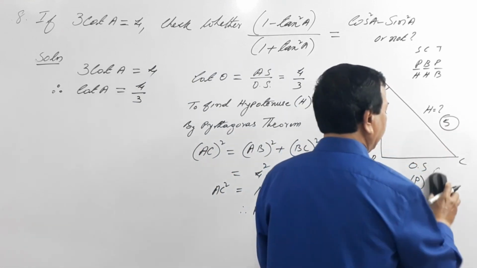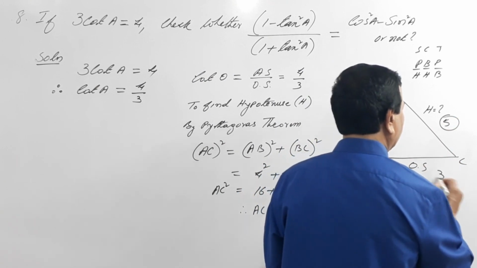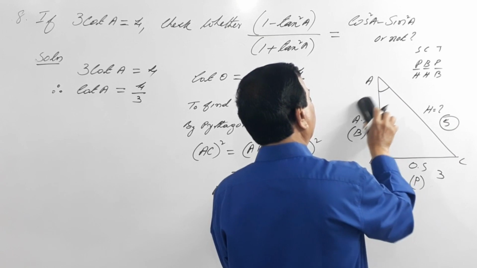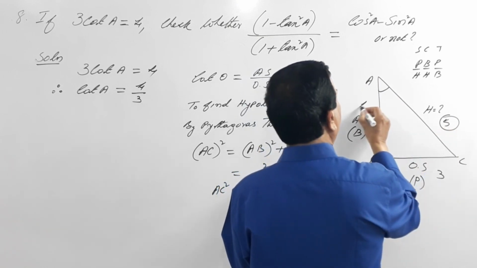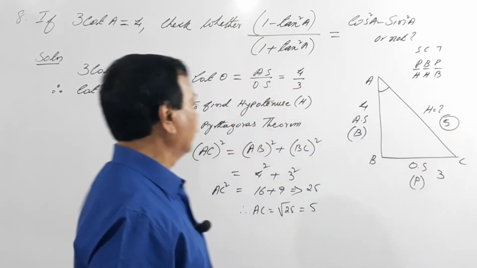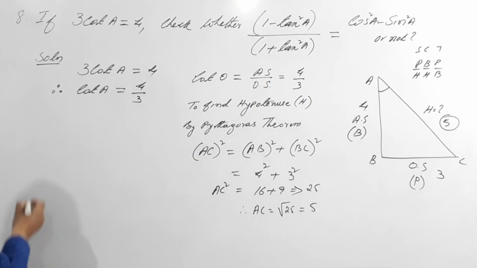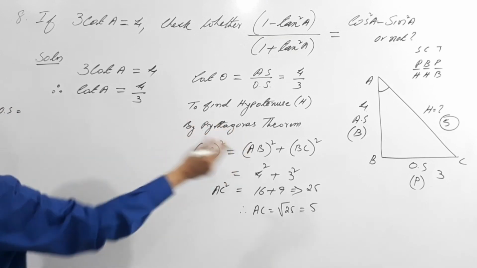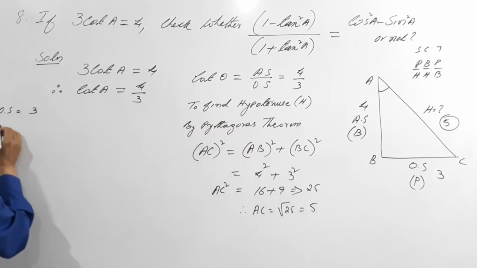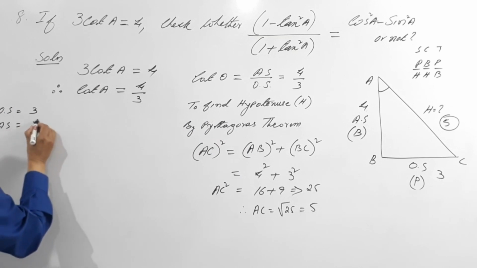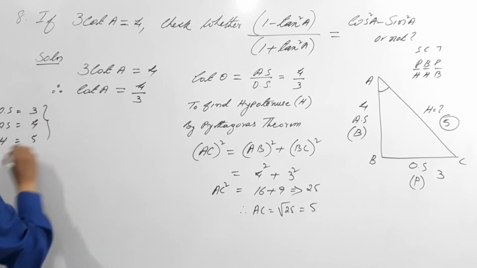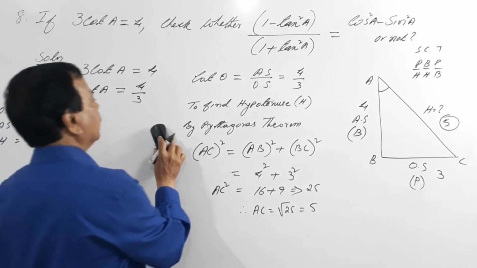So don't put this in bracket, you write like this 3 and write this as 4, because whatever you find, calculate that, let it be within a circle. So we have got opposite side equals 3, adjacent side equals 4 and hypotenuse equals 5. Right? I wrote this.